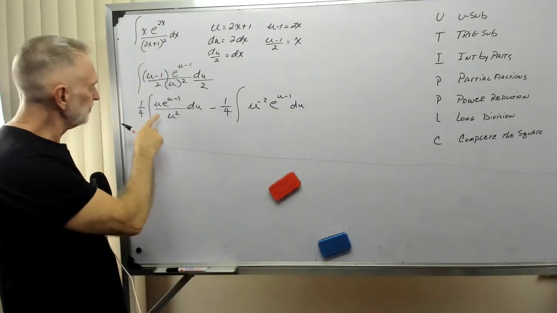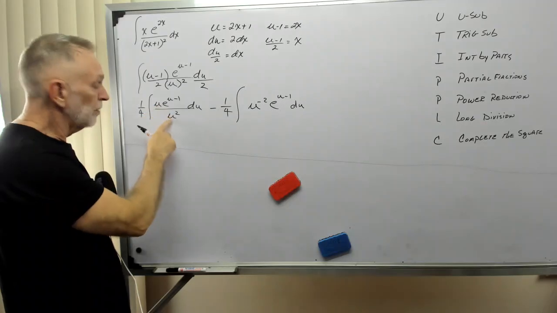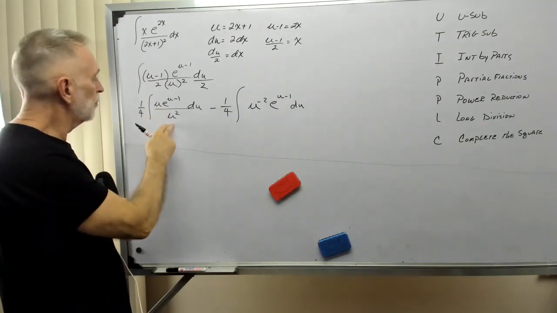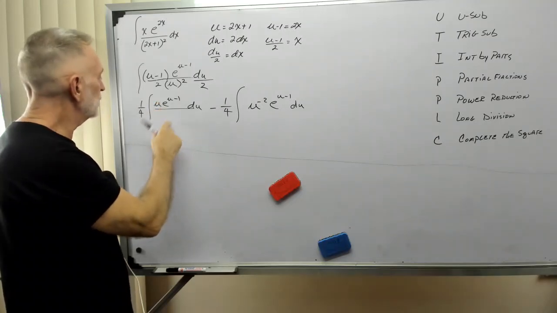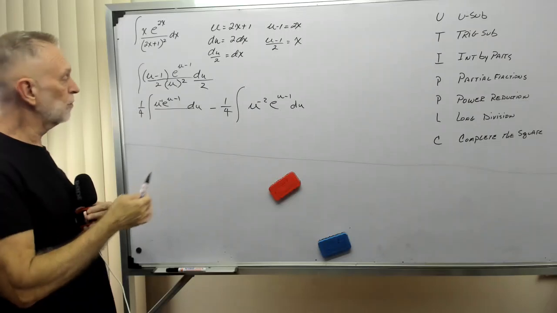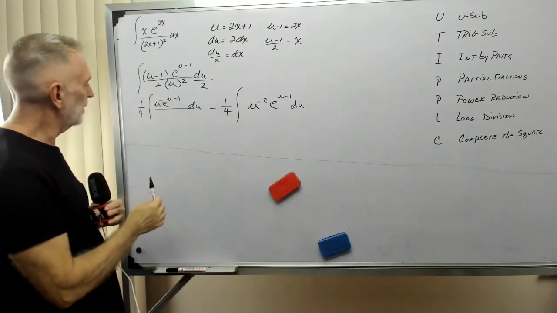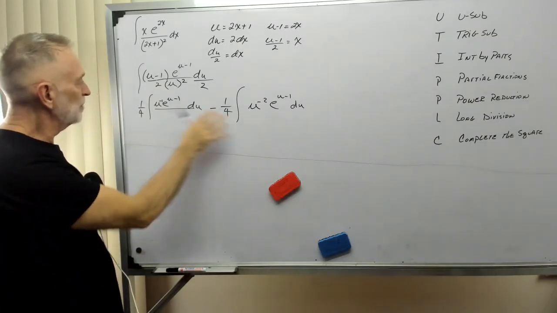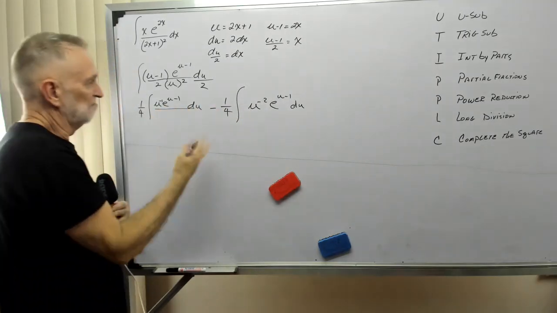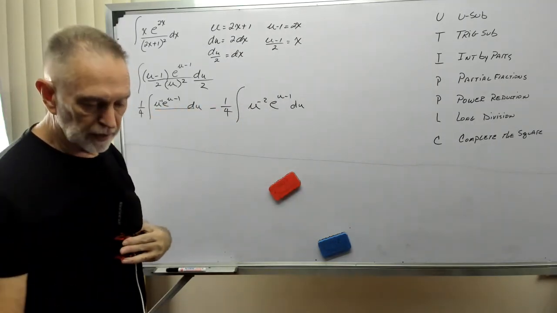Okay. Now I have u divided by u squared, which gives me 1 over u, which is u to the minus 1. Right? That's 1 over u. Now then, I've separated this thing out. I have two integrals here that don't look that difficult at all.